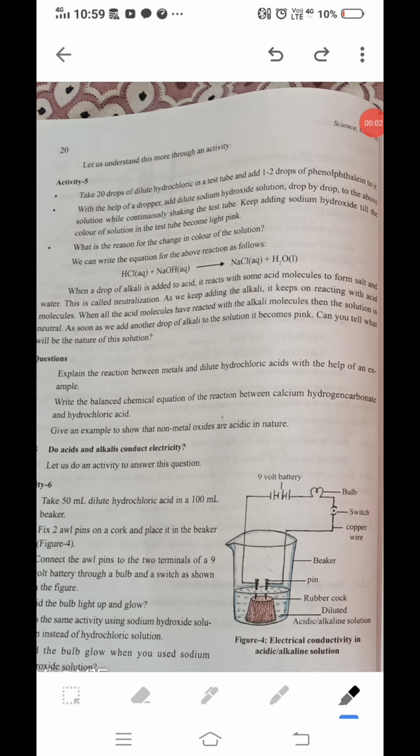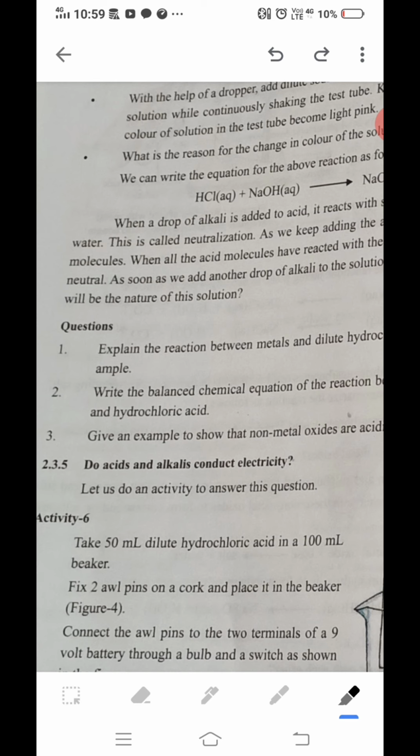Welcome dear students to this segment of class 10th chemistry of chapter titled Acid, Base and Salt. Now in this segment we will focus on some more properties of acid and base. So here you can find one property is given here. Do acid and base conduct electricity?